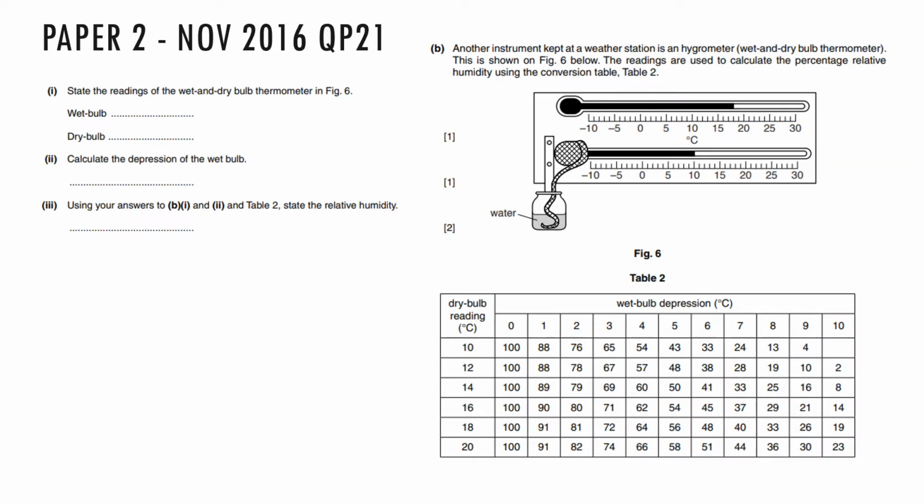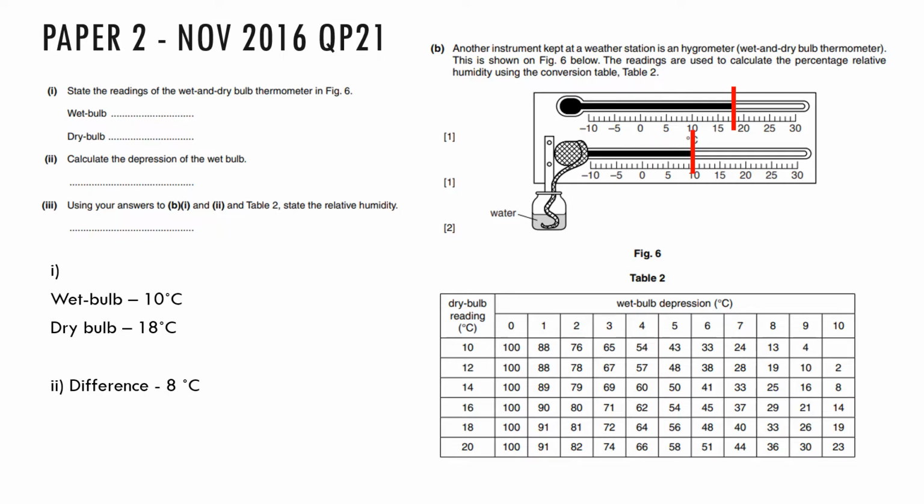So again, another common question where you are asked to do a little bit of calculation, and then work out the relative humidity. So, common diagram, you've got the mercury there, and you've got the water in that little container. So state the readings of the wet and dry bulb. So which one's the wet bulb? Obviously the one that's got the container. So in this context, we look at where it's rested, and that is 10 degrees. And for the dry bulb, where it's rested, 18 degrees. Now, where it says calculate the depression of the wet bulb, what that means is the difference between the wet bulb and the dry bulb. So in this case, 8 degrees.